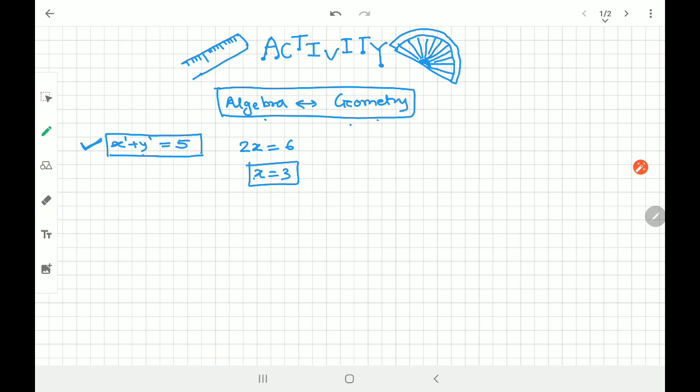Right? The value of x which will satisfy it. So if I put the value 3 here in this equation, I get 3 into 2, which is 6, and that equates 6 equals 6. Now this is the way I can find the solution.